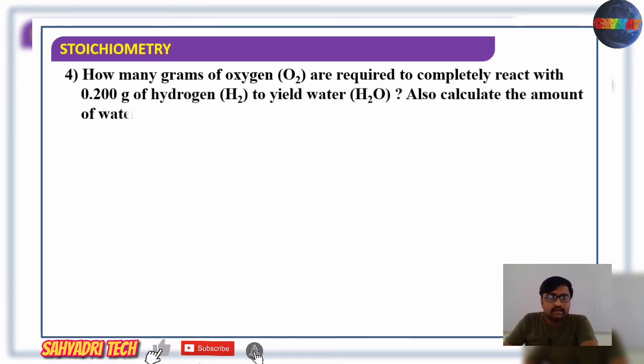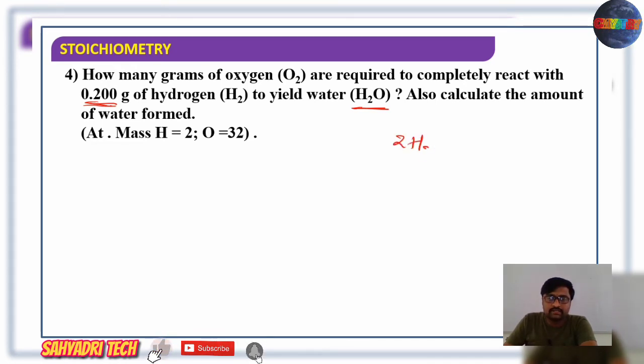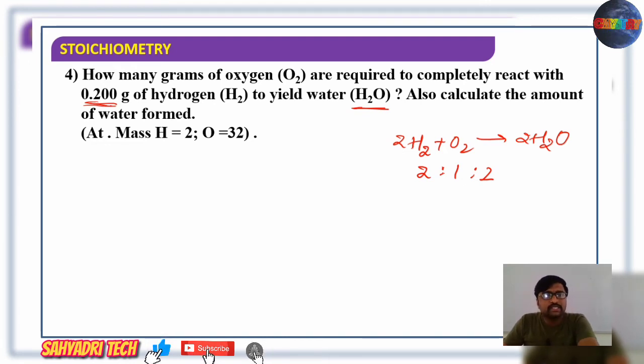Next one: how many grams of oxygen are required to completely react with 0.2 gram of hydrogen to yield water? So here, formation of water, if I consider a balanced equation, 2H2 plus O2 gives rise to 2H2O. It is a balanced equation, so 2:1:2 is the simple whole number ratio. So what is the question here? How many grams of oxygen are required to completely react with 0.2 gram of hydrogen to yield water?